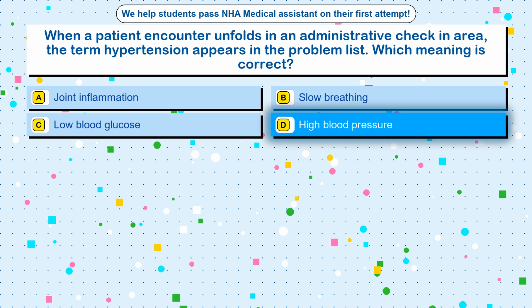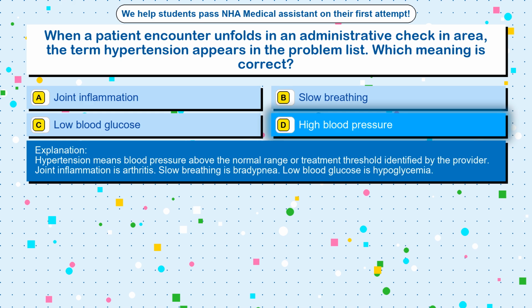High blood pressure. Hypertension means blood pressure above the normal range or treatment threshold identified by the provider. Joint inflammation is arthritis. Slow breathing is bradypnea. Low blood glucose is hypoglycemia.